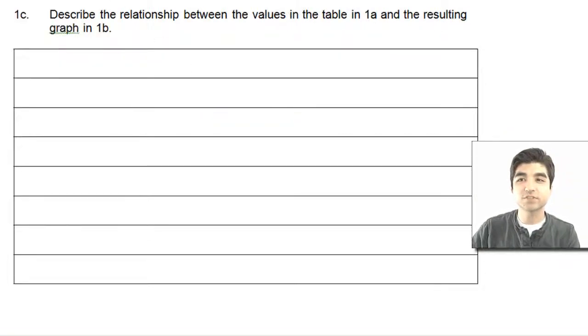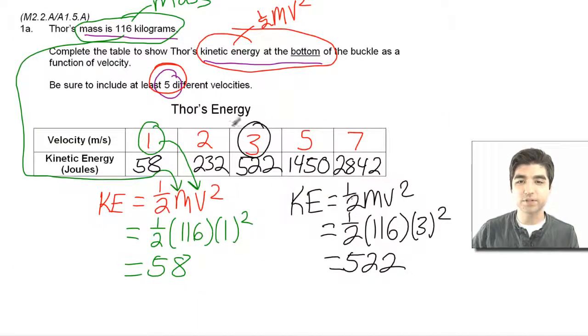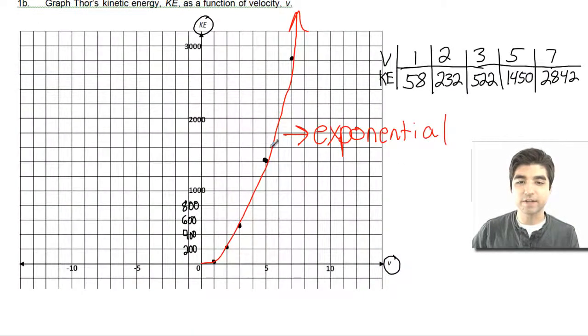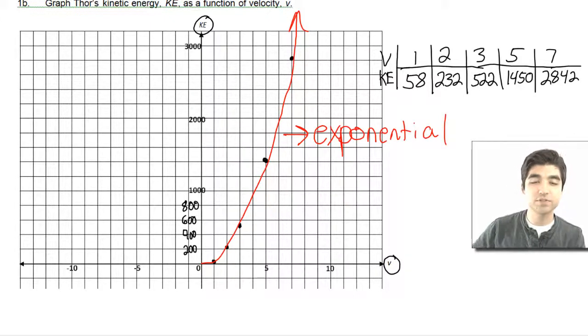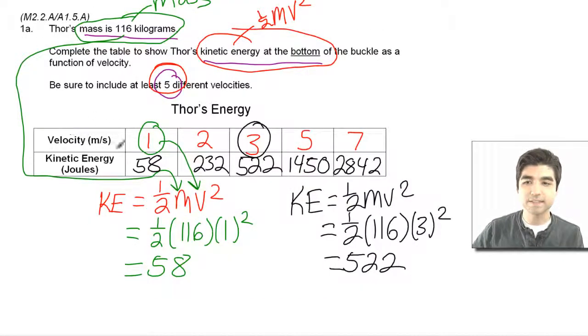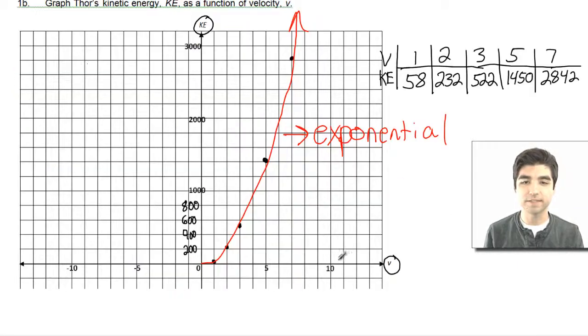Okay, so they want us to describe the relationship between the values in table 1A and the resulting graph in 1B. So remember, our table values are here and the graph is this one right here. I think what they want us to do is just basically talk about how the velocity is on the x-axis and the kinetic energy is on the y-axis. You know what I'm saying? Like velocity is down here and kinetic is the vertical axis.